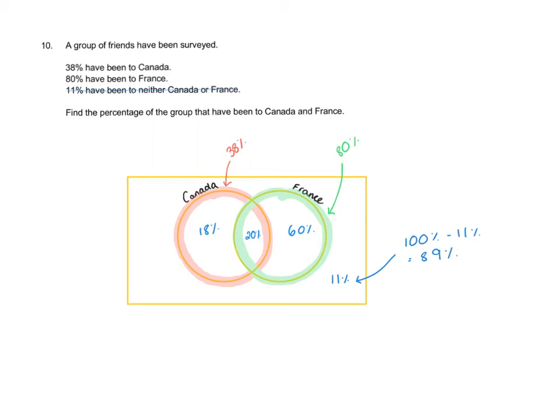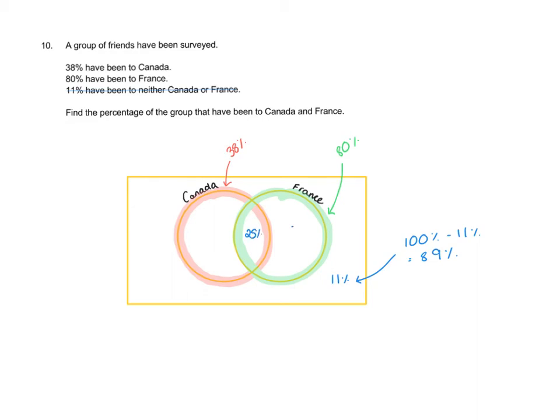So that's 89%. So the red circle and the green circle, including the middle, has to all add up to 89%. So from my guess, if I add 60, 20 and 18, I get 98%. So I'm over. So that didn't work. So I'm going to increase the number in the centre. So maybe I'll try 25%.